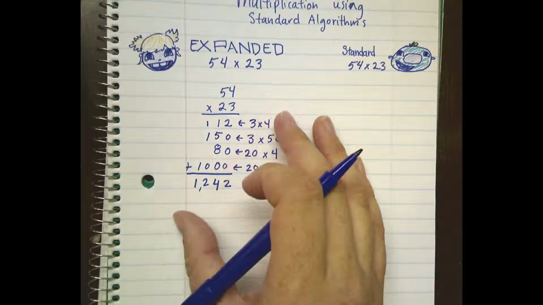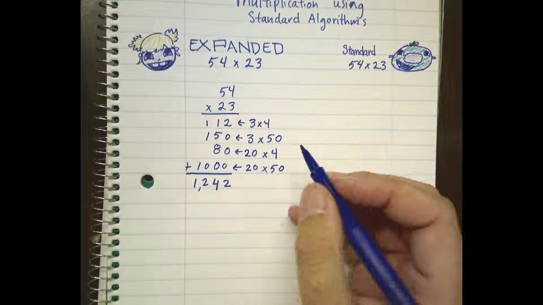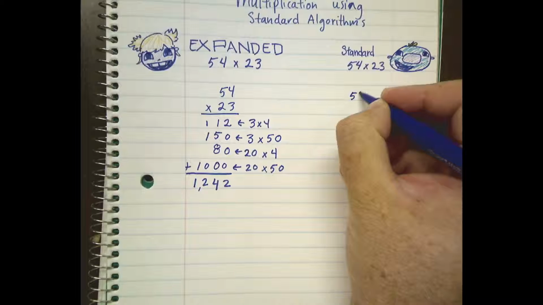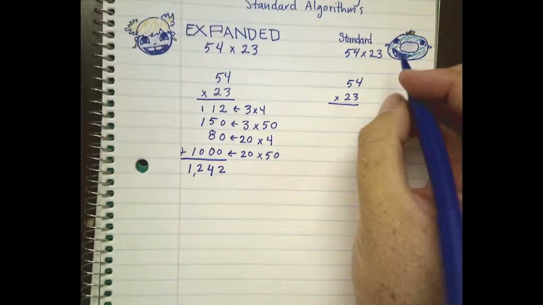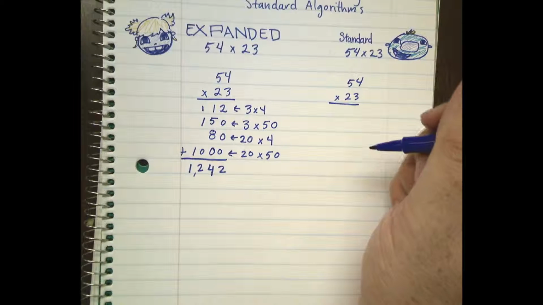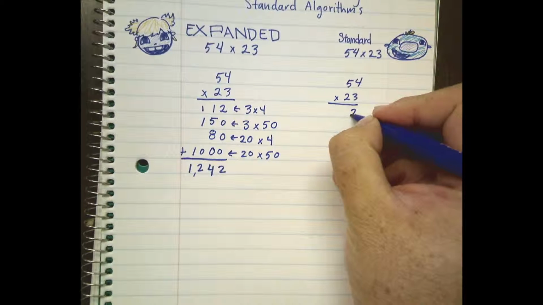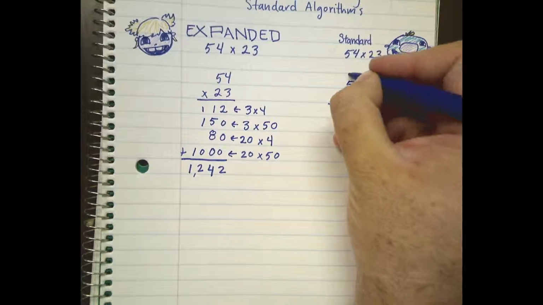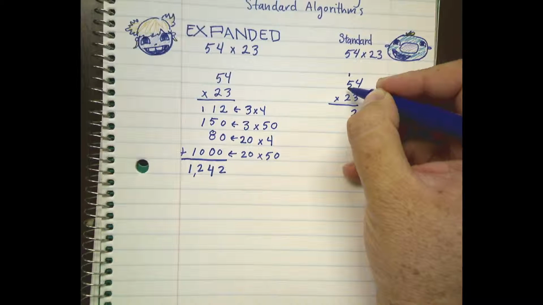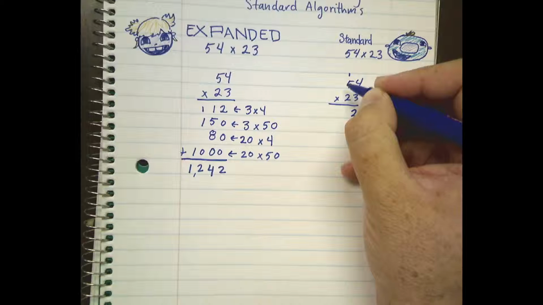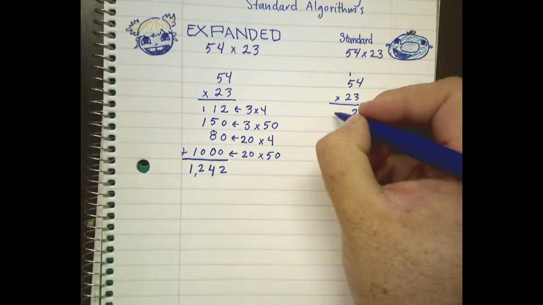Now I'm going to do standard form for you, and you'll see the difference very quickly. So let's have 54 and 23. This is our standard algorithm. It's not going to be expanded like this. So I say 3 times 4, and that is 12, and I put my 1 up on top. And then I say 3 times 5, which is actually 5 tens. So 3 times 5 is 15, plus 1 is going to be 16.